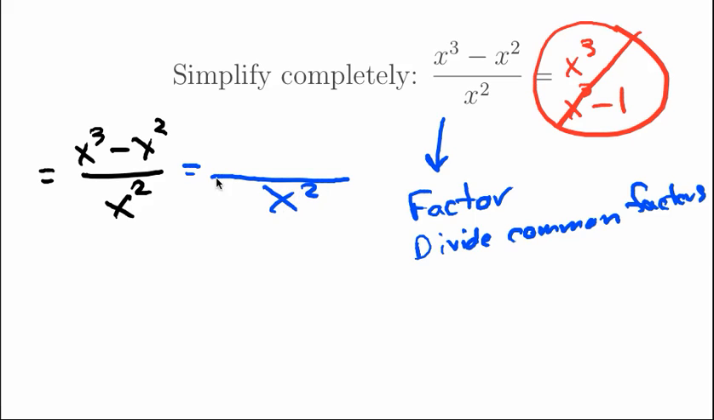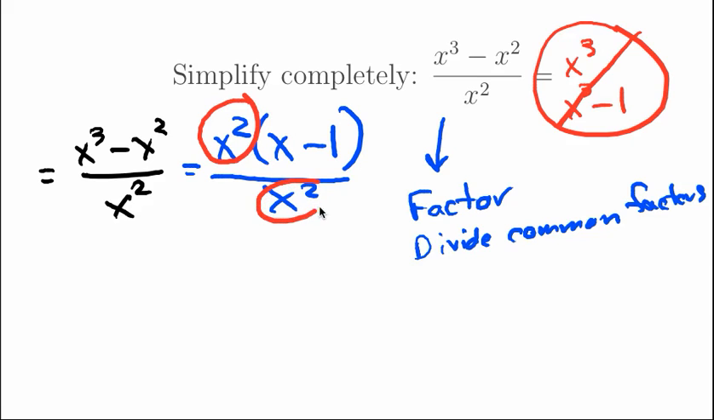I'm not going to do anything with the bottom, but on the top I'm going to factor. Both of these terms have a common factor of x squared. If I factor that off, I get x minus 1. You can check by multiplying this back through that I did factor correctly. Now I see two common factors: an x squared factor on top and an x squared factor on the bottom. These are common factors to the top and the bottom, and they do cancel off.